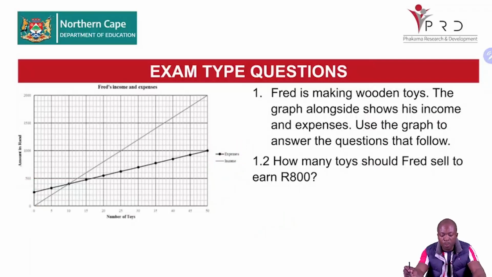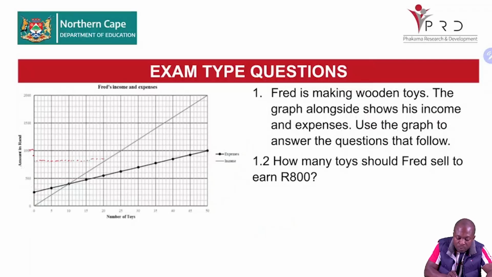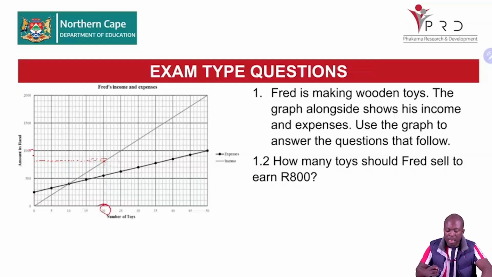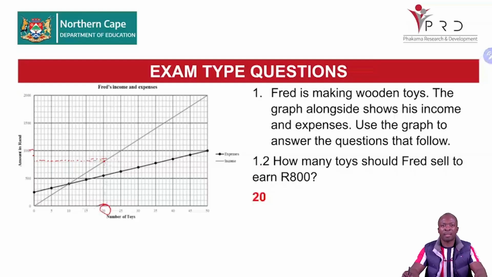All right, 1.2, how many toys should Fred sell to earn 800? So this time, Fred is looking for 800. Can you see this is 1,000 rand? So the next line is 900, the next line is 800. So we are following 800 until we touch here. Then we move down. Do you see that amount there? You should sell 20 toys. That's how you read it.